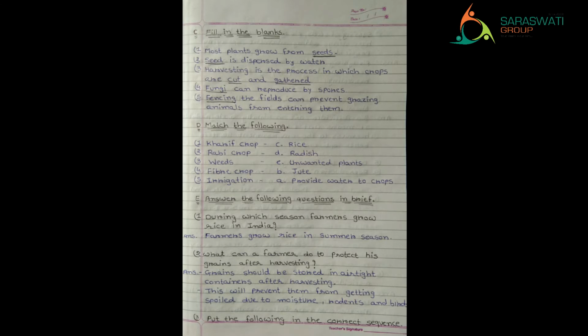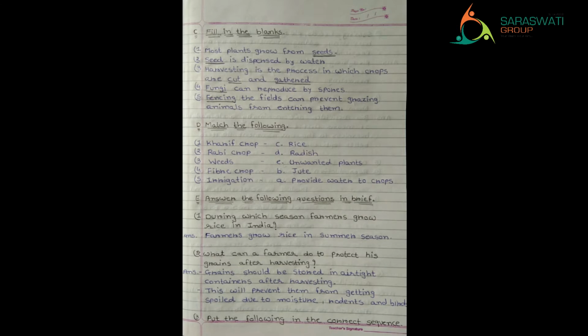And the last one is irrigation. Irrigation means providing water to crops. Giving water to the crops in the field. That is known as what? Irrigation. Right? So that was your D section.